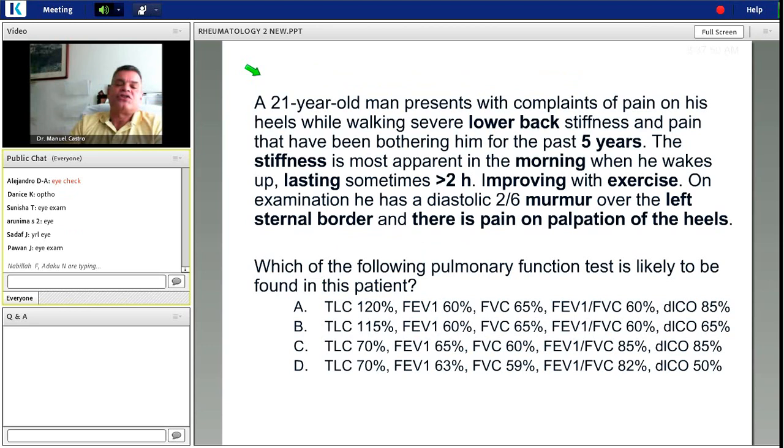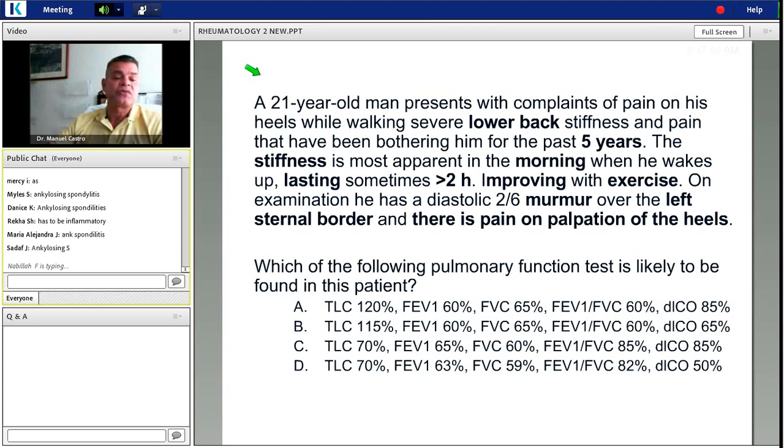Okay, so let's switch gears a little bit here and talk about another disease before we take a little break. A 21-year-old man presents with complaints of pain in his heels while walking, and severe low back stiffness and pain that have been bothering him for the last 5 years. So, a chronic condition, a young man with low back pain. What does that make you think of right away? This is a young guy, 21, with low back pain for the last 5 years, since 16, that's very unusual. You don't see young kids with low back pain, right? So you're going to have to think of the possibility of maybe ankylosing spondylitis.